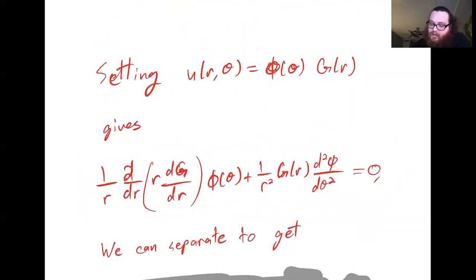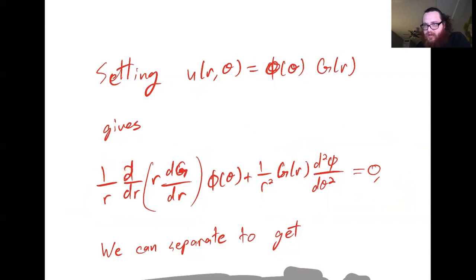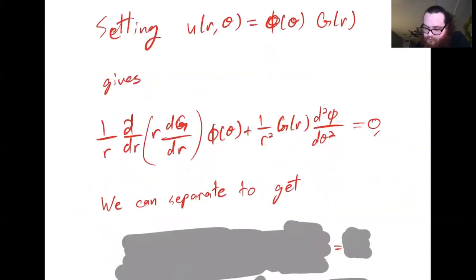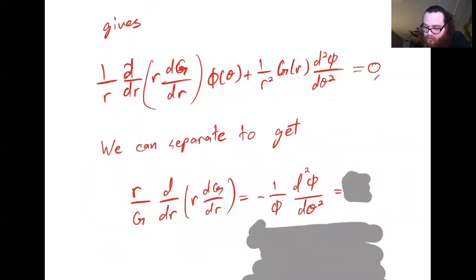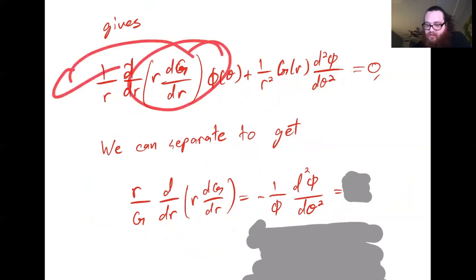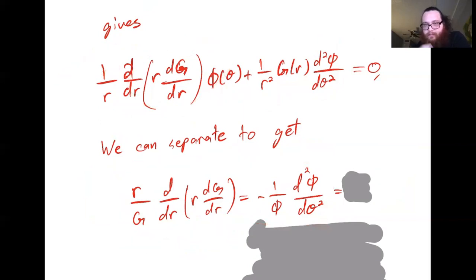So plug in our product solution. Okay, we're going to get this. Isolate the functions of r and theta on each side. What do we end up with? Well, so all of this is equal to 0. Move all the theta pieces to one side, keep the r pieces on the other side. We're going to end up with this expression, okay?